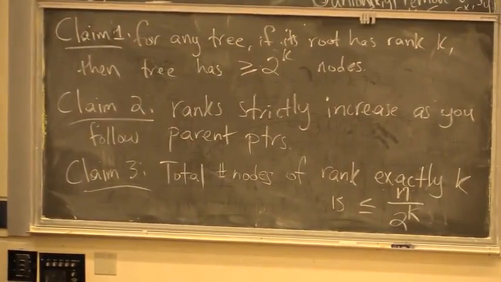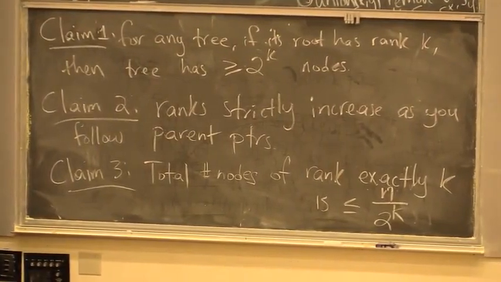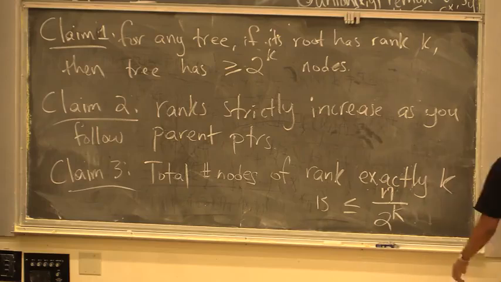And then the third thing is that I want to say that the total number of nodes of rank exactly k is bounded. Okay? Now, how do I prove this? Let's actually write down the proof of claim 3, because the proof of claim 3 requires a little bit more non-standard reasoning. Proof of claim 3.